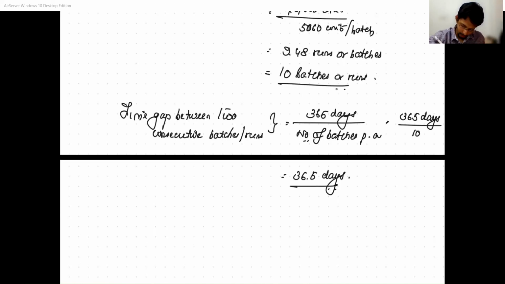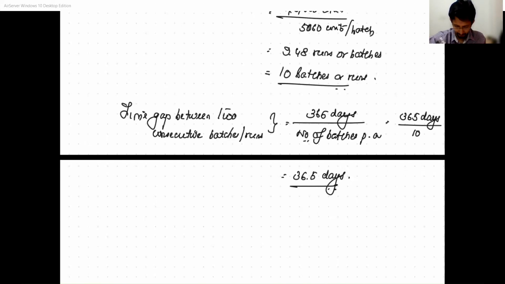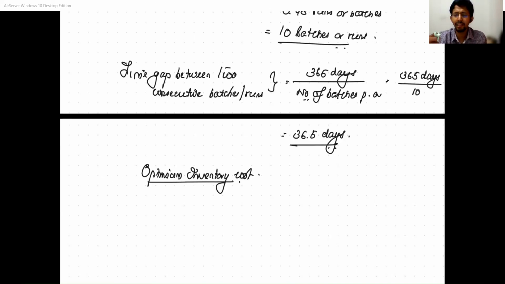Okay, now what else? So this is the answer for the second one. Now you have to find out the optimum inventory cost. That is the third one. So optimum inventory cost. How do you get the optimum inventory cost? We have already learned it in EOQ, so I'm not explaining it further. What is the formula? The formula is very simple.